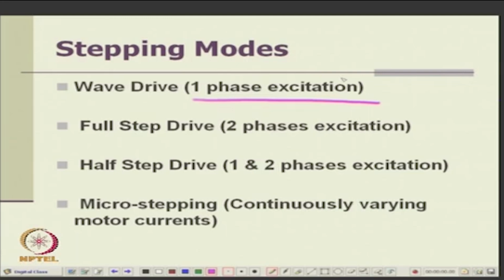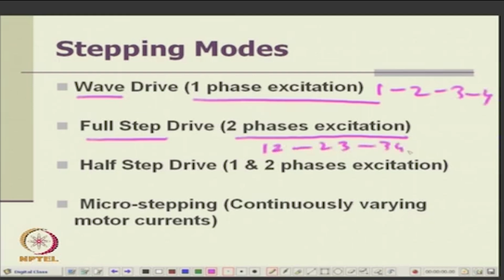Now, you can have a single phase excitation, or a wave drive. One at a time, like a wave, it is called a wave drive. If you have multiple phases in the stator, you go on in sequence 1 2 3 4, 1 2 3 4, like this. So, one at a time you excite. Or you can have a full step drive, or two phase excitation, where you can have 1 2, 2 3, 3 4, 4 1, etc.